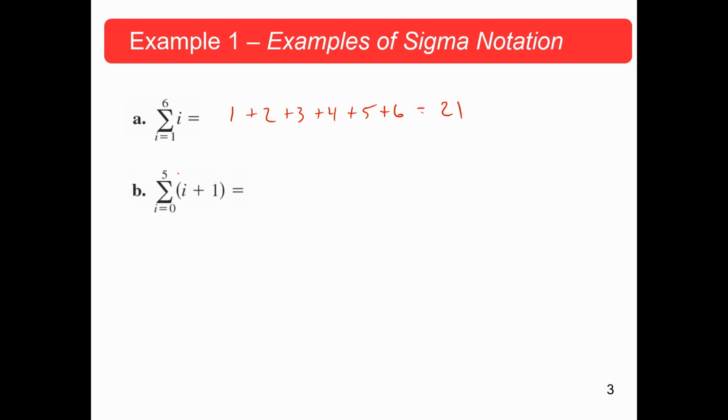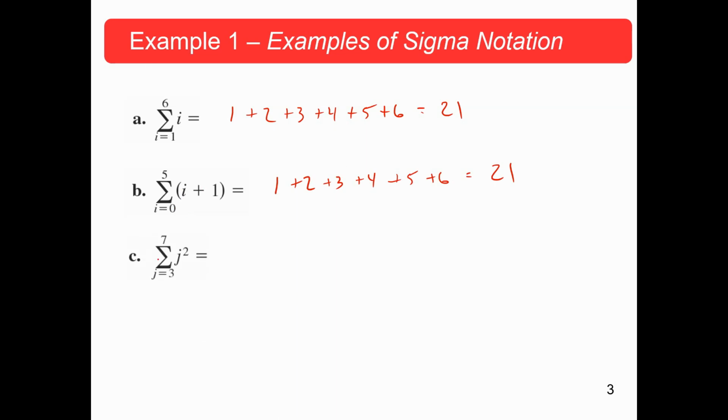So what about this? This is not just i, this is i plus 1. So if we started at i equals 0, 0 plus 1 is 1. Then we go to 1, 1 plus 1 is 2. We go to 2, 2 plus 1 is 3. We go to 3, 3 plus 1 is 4. We go to 4, 4 plus 1 is 5. And we go to 5, 5 plus 1 is 6. And notice we have 21 again.